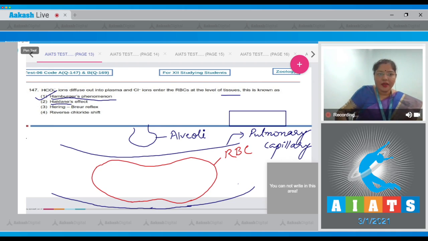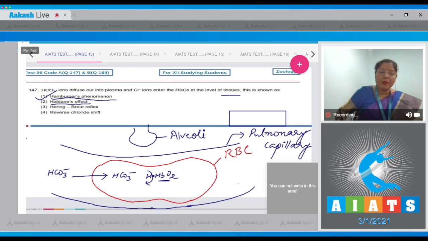Option number 2, Haldane effect. Haldane effect explains unloading of carbon dioxide from bicarbonate form at alveolar level because oxyhemoglobin behaves as a strong acid and it donates H plus ions which combine with bicarbonate ions. At alveolar level, bicarbonate ions from plasma enter into RBC and oxyhemoglobin acts as a strong acid, donating this H plus ion.